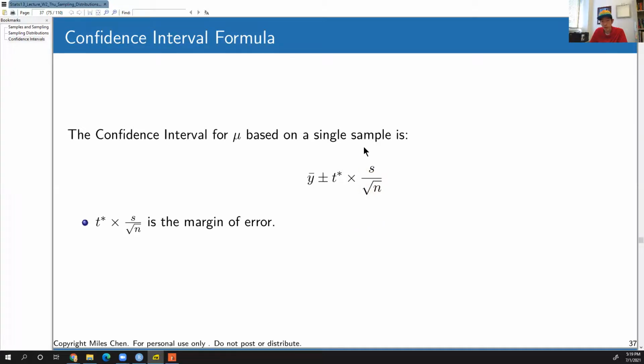This whole quantity over here is known as our margin of error. Sometimes you hear that so-and-so is leading the polls with 52% of the vote with a 3% margin of error or something like that. That basically just means you're going to go plus or minus some quantity here.